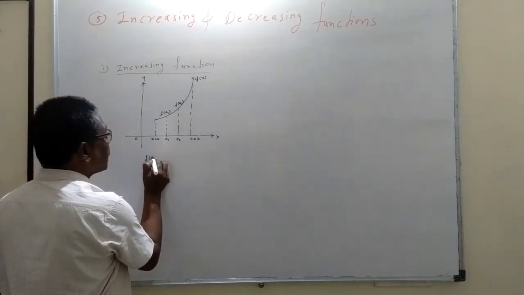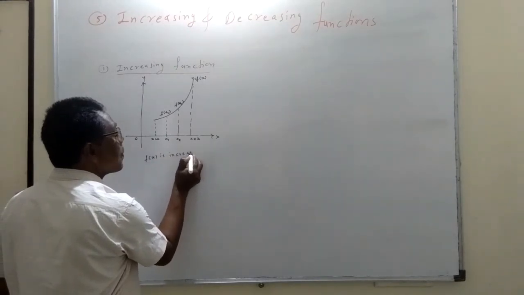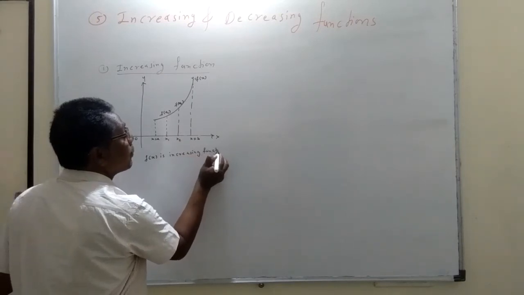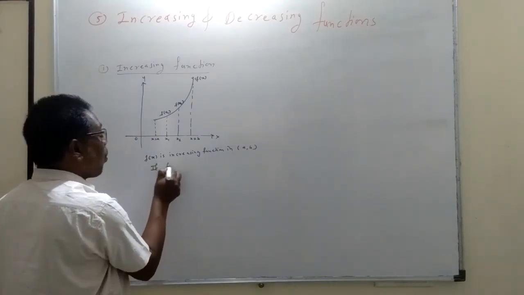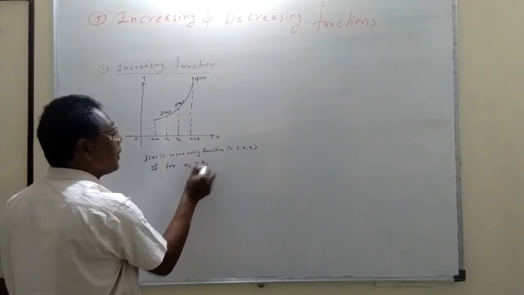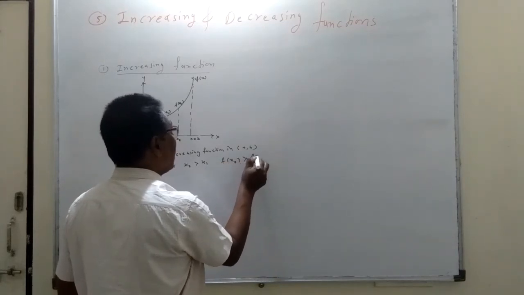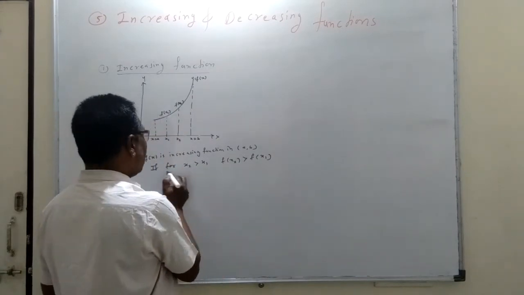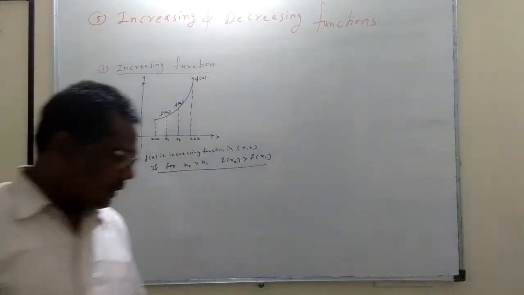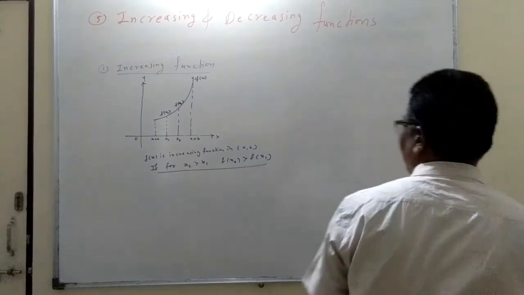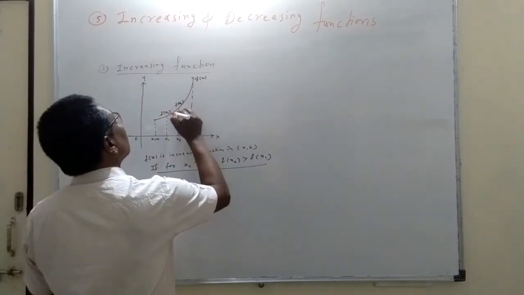So f of x is an increasing function in the open interval AB if for x2 greater than x1, f of x2 is greater than f of x1. If this condition is satisfied, the function is an increasing function. Now, as this is an application of derivatives, how will we use the derivative for increasing or decreasing functions? For that, we study the tangent.